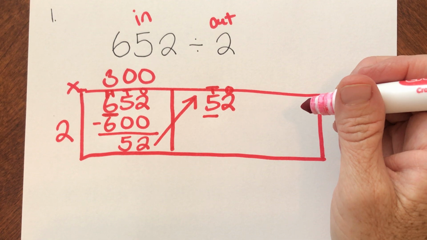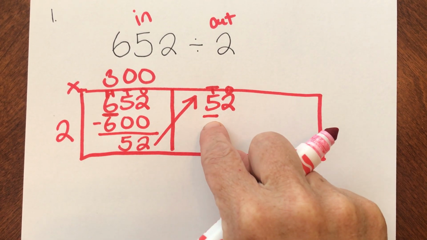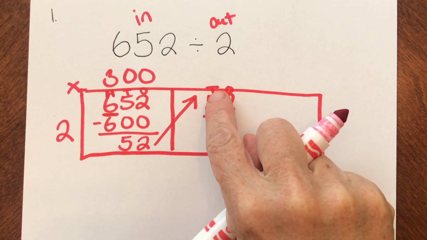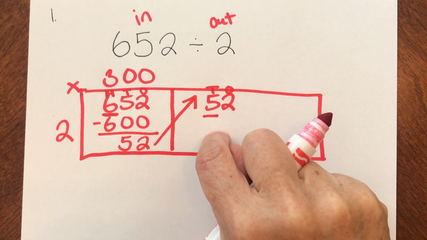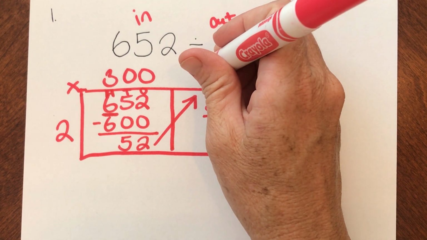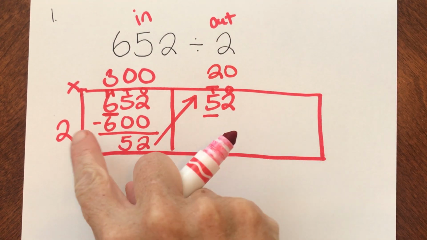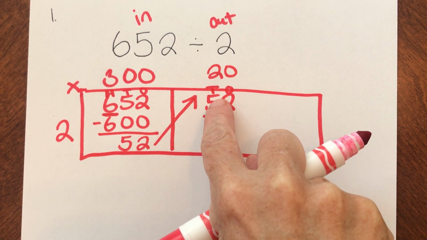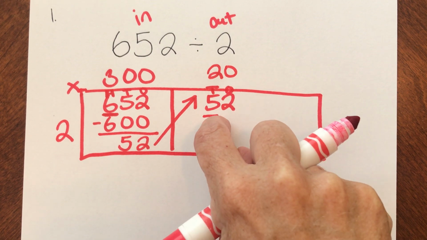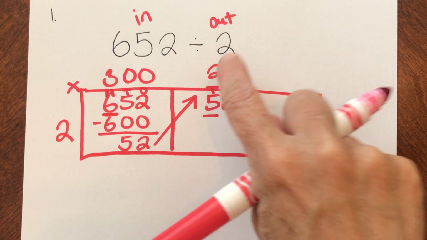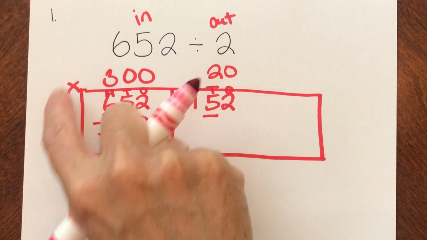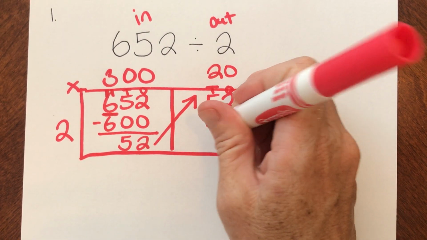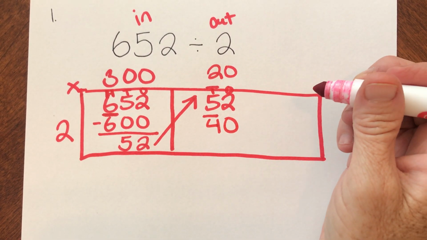Not 3, because 3 would be 6. So 2 can fit into 2 2 times. But since it's in the tens, it's not going to be 2, it's going to be 20. So 2 can fit into 5 2 times, but since the 5 is in the tens, instead of 2, it's going to be 20. Okay, so what's 20 times 2? 20 times 2 is 40.